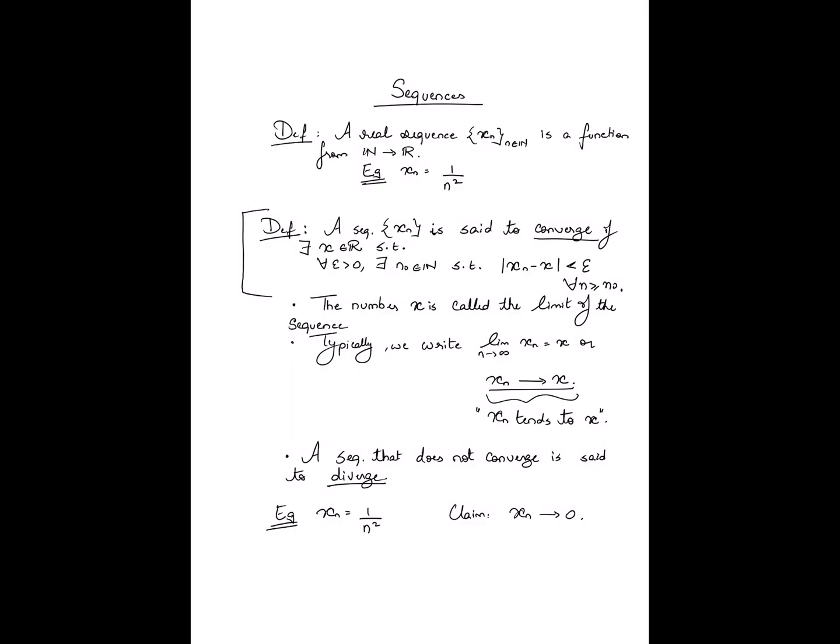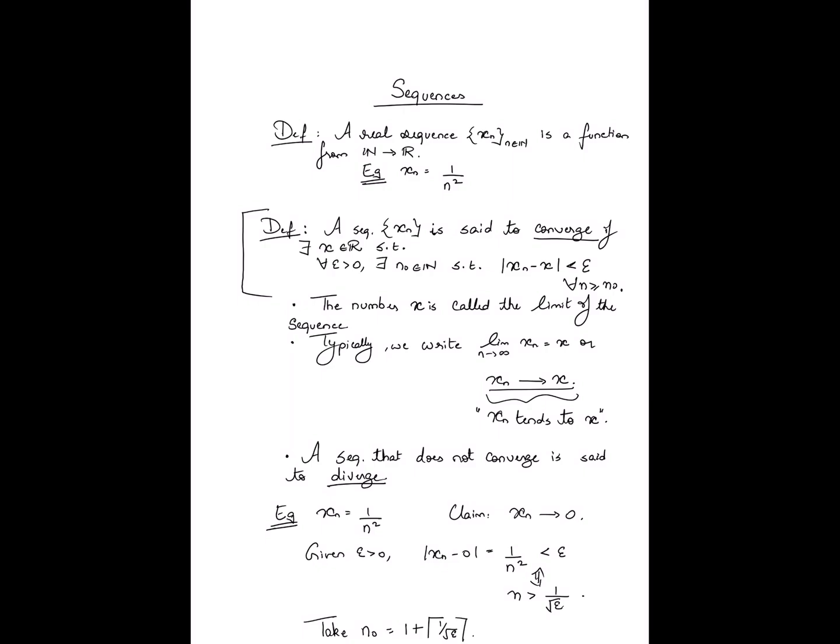Well, what you do is look at, for any epsilon greater than 0, the difference between xn and 0. In this case, this difference is exactly 1 by n square. And this is of course less than epsilon if and only if n is greater than 1 by square root epsilon. Right? So I can just take n naught to be something larger than 1 by square root epsilon, say 1 plus the ceiling of 1 by square root epsilon.